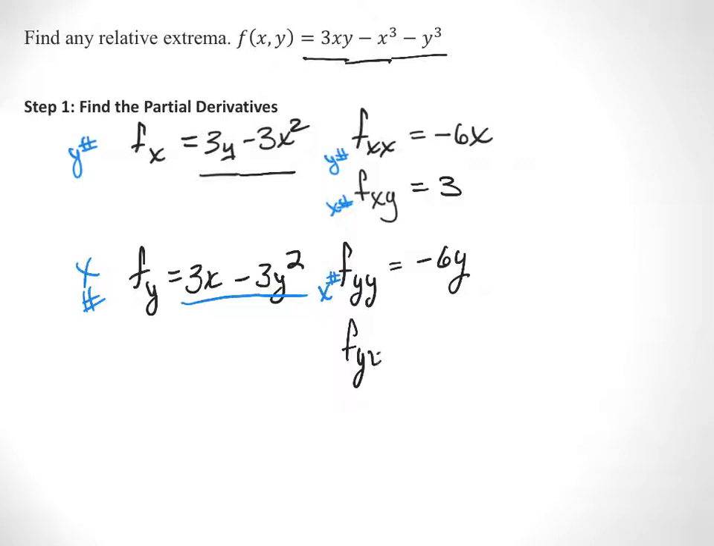Now we're going to do the mixed partial. When we do that, we come back over here again. The first term with respect to x, since y is a number, gives us a 3. And that second term here, because y is a number, is just 0. And notice our second order mixed partials do match.